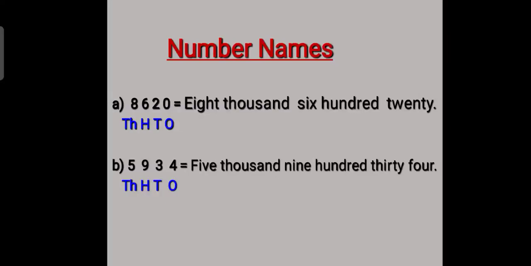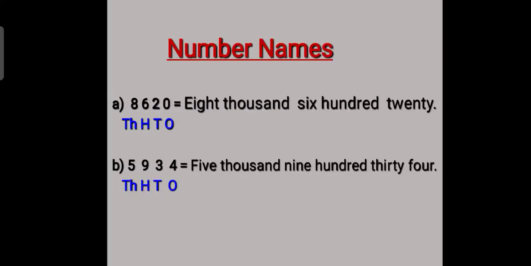And how many hundreds are given here? 6. So you will write 600. And the last digits are 2 and 0, which means 20. So the number name is 8620. Clear?